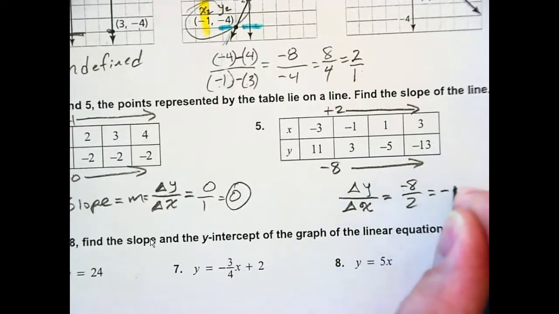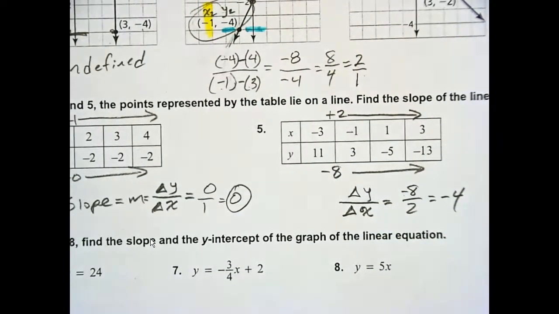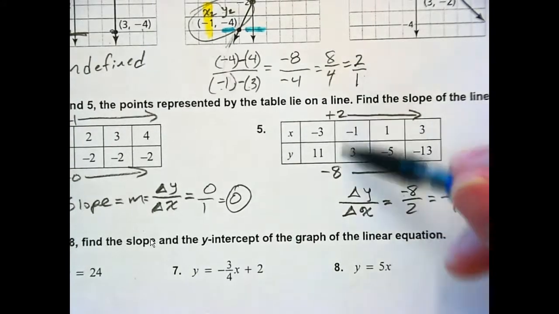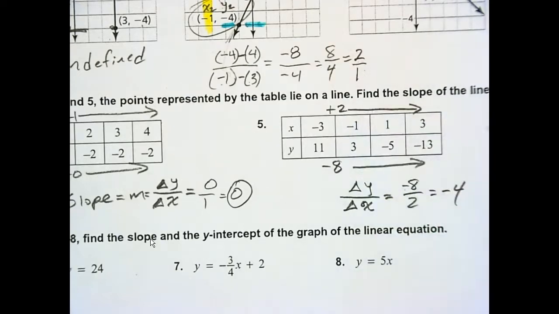How many got negative 4? Woo! Make sure we simplify, right? We get negative 8 over 2. Don't flip it around and have 1 4 or negative 1 4. It's y over x. So it's kind of backwards from what it looks like up here. All right? Y over x. Okay, ask your neighbor if you made the mistake of flipping it. Ask your neighbor if they made the mistake of not reducing it. All right.